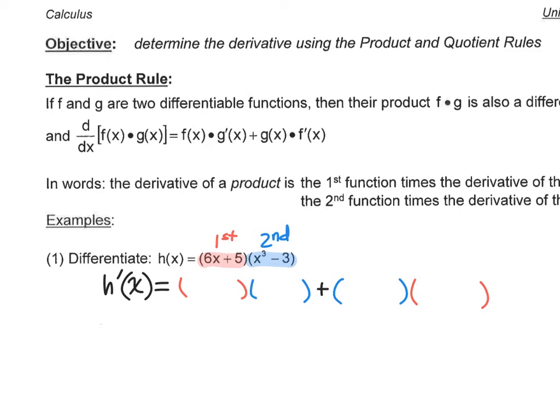So the first function, as is, is just 6x plus 5. The derivative of my second function is going to be what? 3x squared. Plus my second function, x cubed minus 3, times the derivative of my first function, which is what? 6. All right. Now, it just says differentiate, so I'm done.